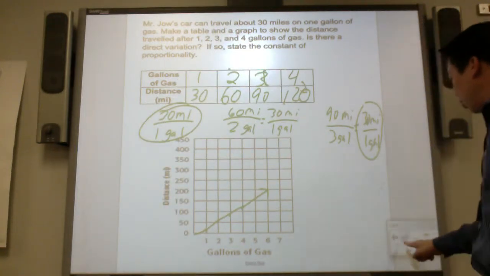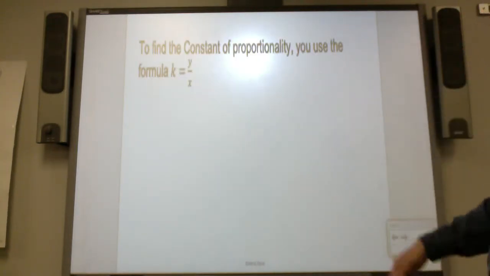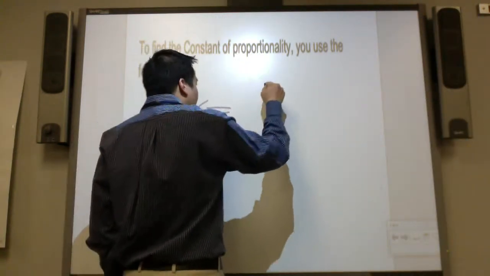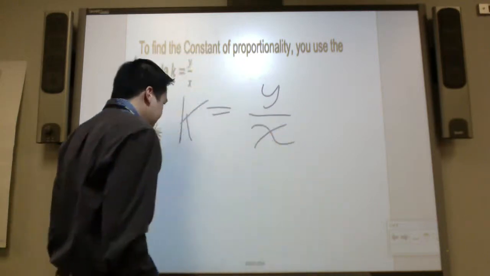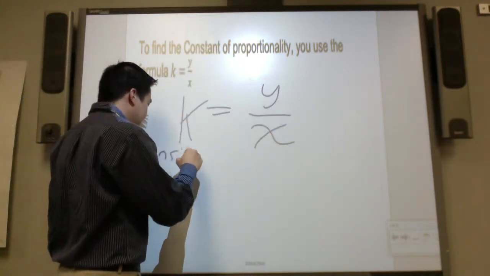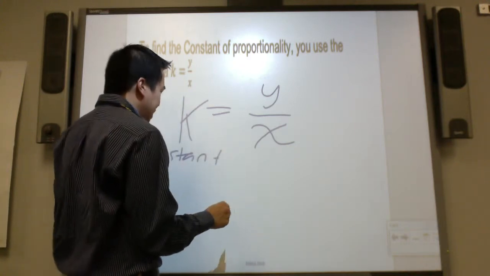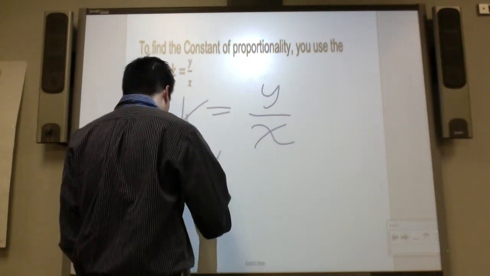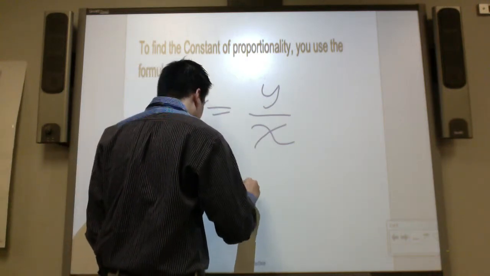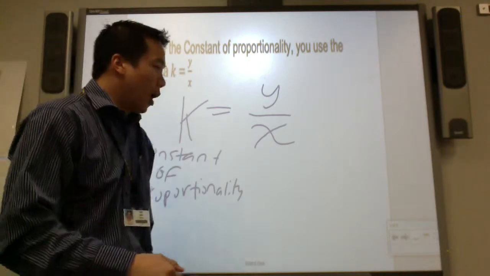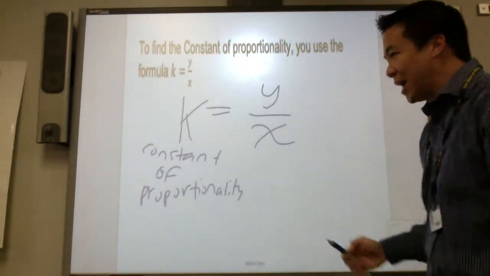So is there another way to use it? To find the constant of proportionality, you use the formula K equals Y over X. K is a variable. It stands for constant. You would think they would have used the letter C, but I don't know. Someone decided to use K. So K stands for the answer to a constant of proportionality. Y is the Y value, X is the X value.